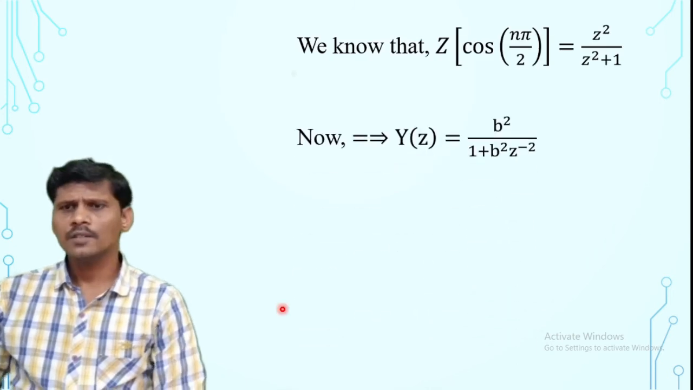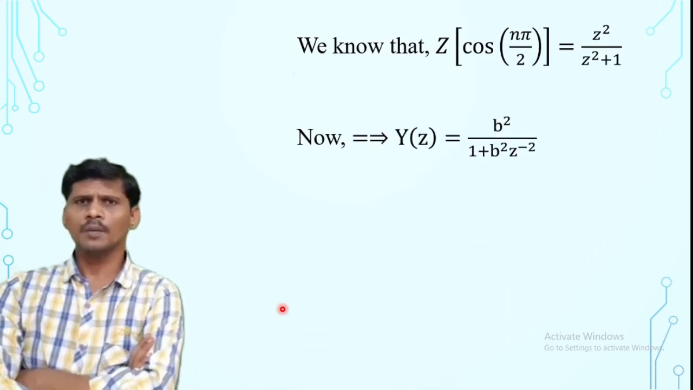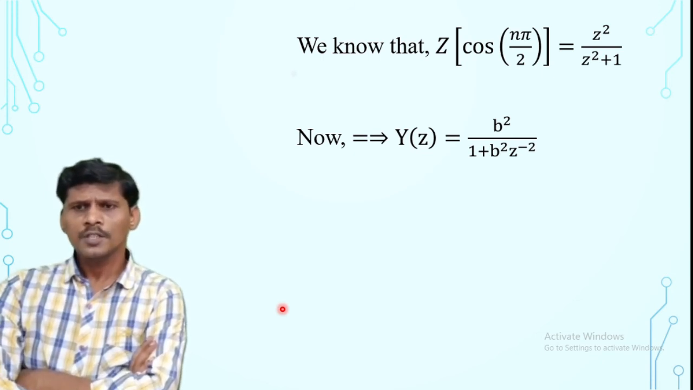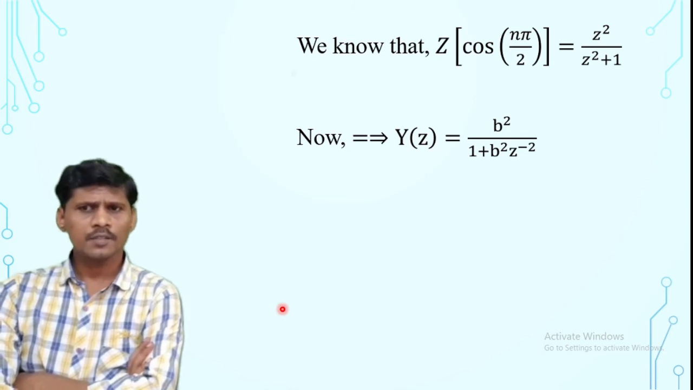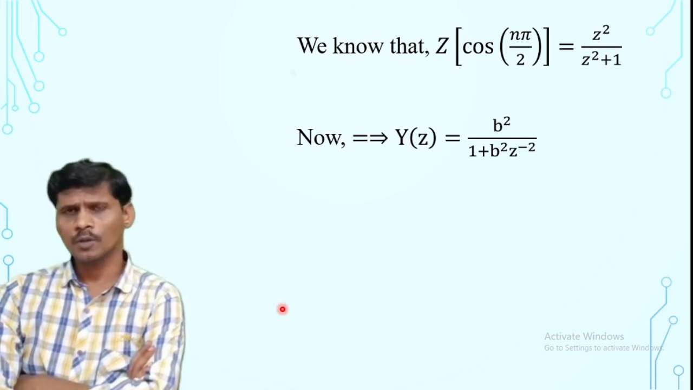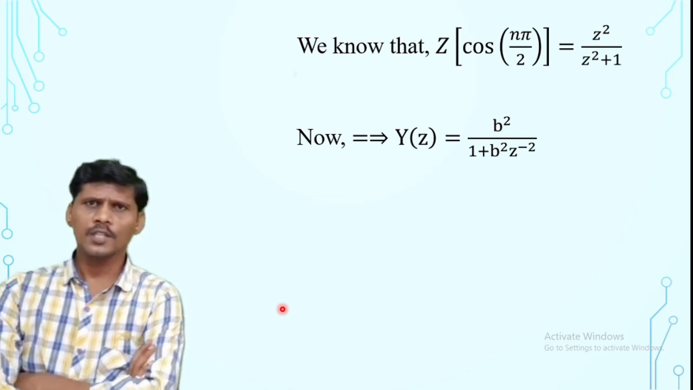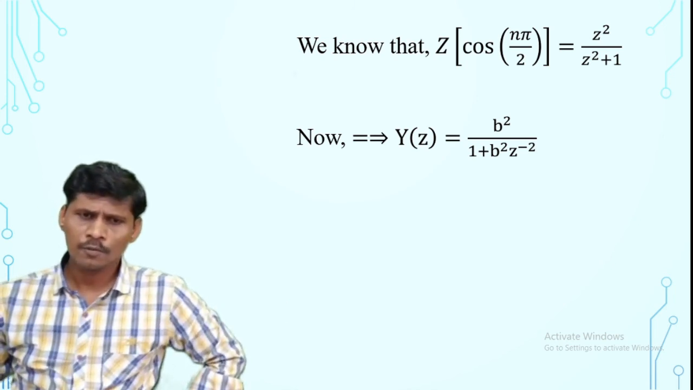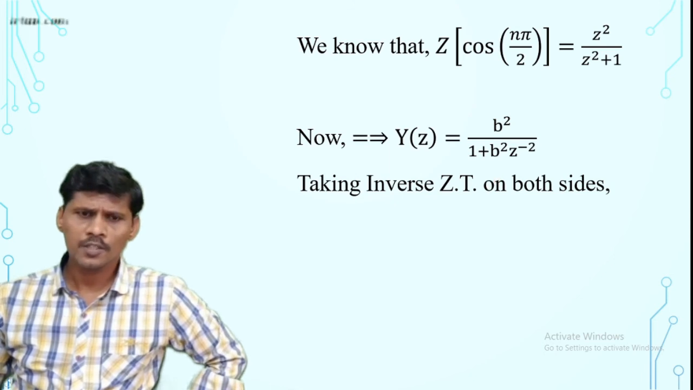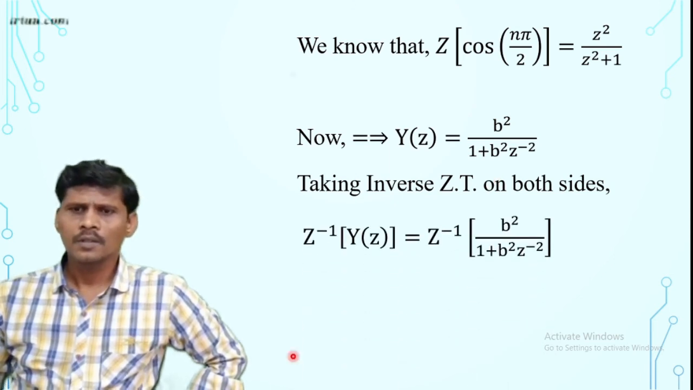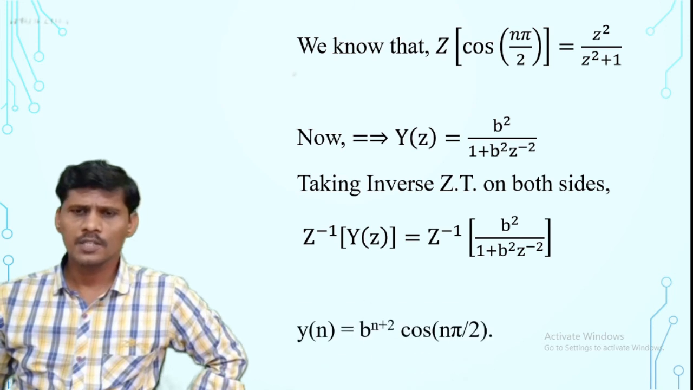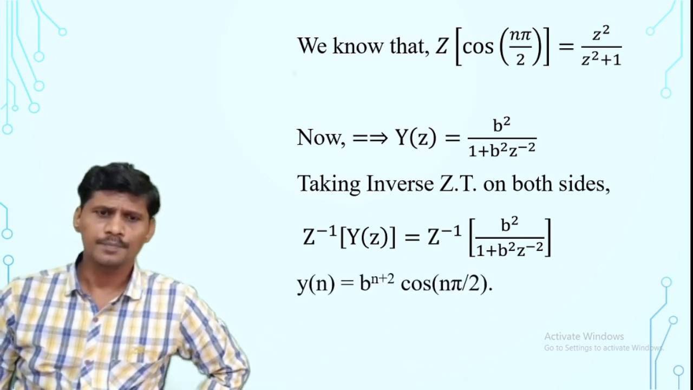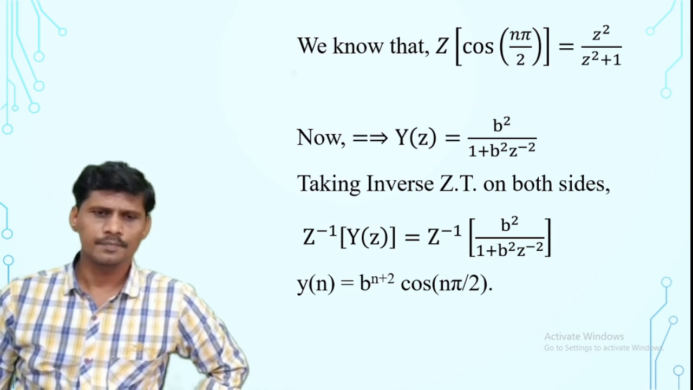So we know that z transform of cos of n pi by 2 is z square by z square plus 1. And y of z is already calculated, that is b square by 1 plus b square z power minus 2. So taking inverse z transform on both sides, we get the inverse z transform of y of z is y of n, and the right side term is b power n plus 2 cos of n pi by 2.